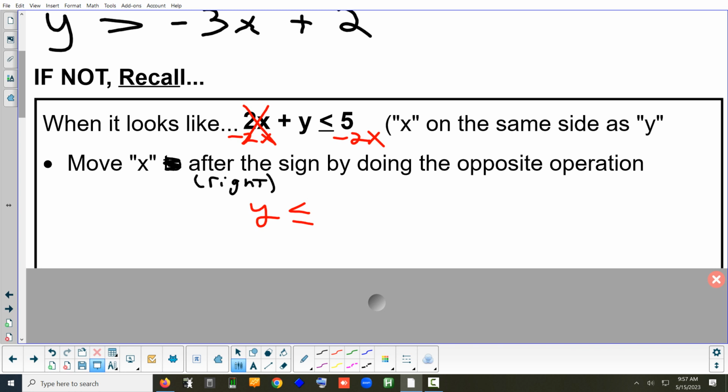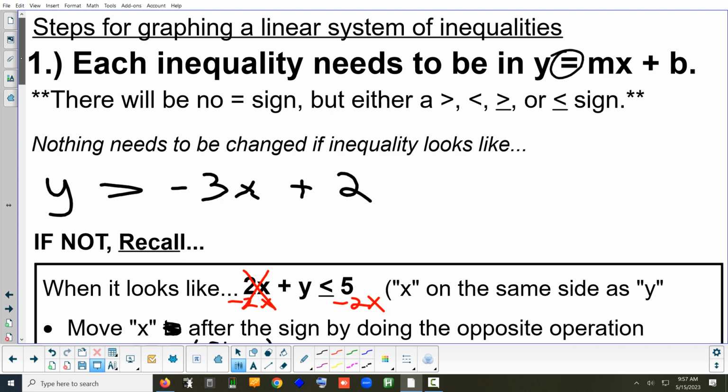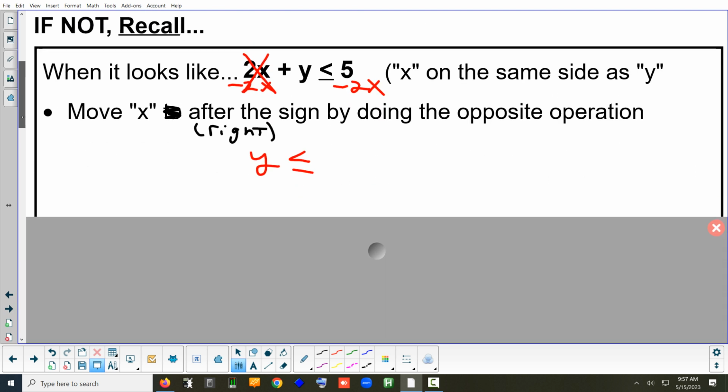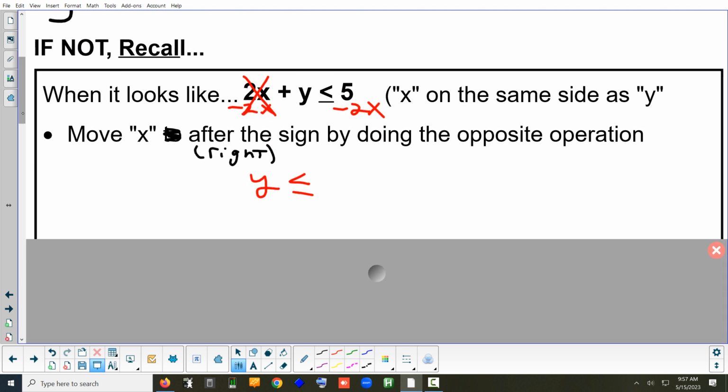And how should I write what's going to go on the other side? I want to make sure I'm putting it in this format: mx plus b, sometimes it's minus b. How would I write what's going to go on this side? Yeah, y is less than or equal to negative 2x plus 5. Perfect. If you say 5 minus 2x, you just haven't put it in the right order.